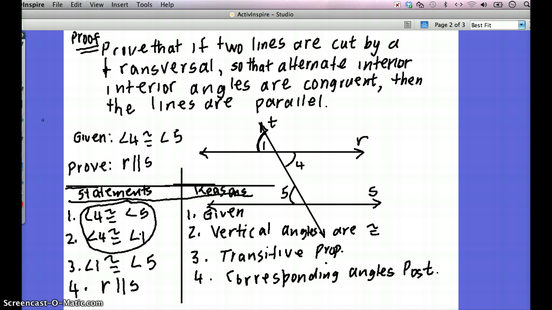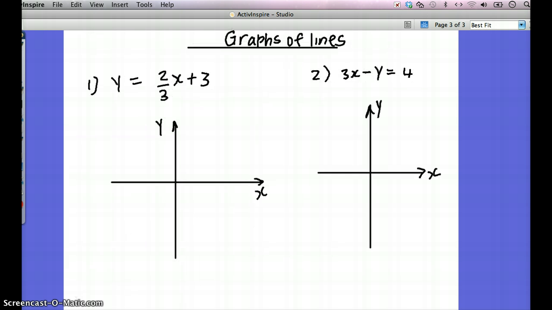And finally, I'd like to go over something which is familiar to the integrated math people, but maybe not so much to the geometry people, and that is the graphing of lines. You will remember y equals mx plus b is the slope-intercept form of the equation of a line.